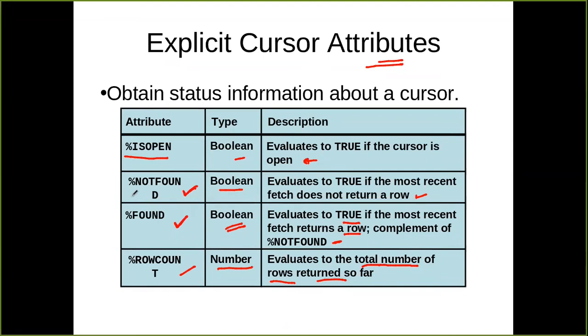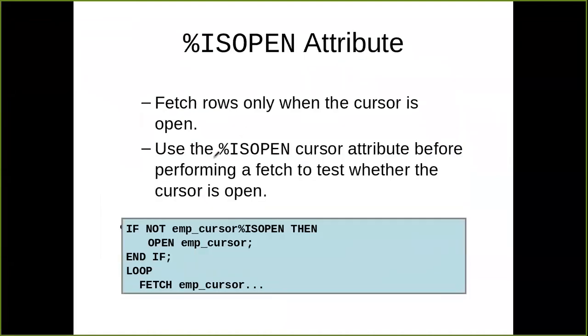You can refer to the PL/SQL documentation, where you can find more of these kinds of variables and use them according to your requirement. So this is one example of how %ISOPEN will be used. Fetch rows only when the cursor is open. If you try to fetch rows when the cursor is not open, there will be an exception, and your program will terminate.